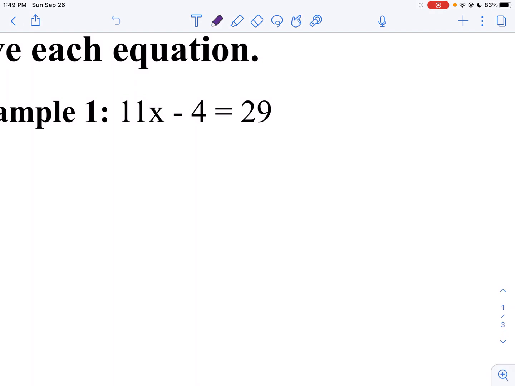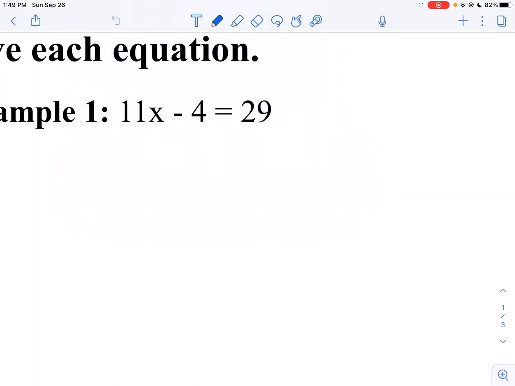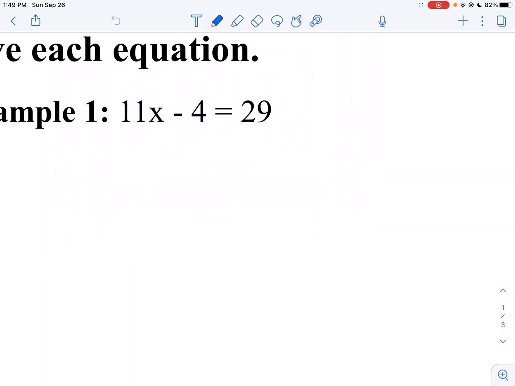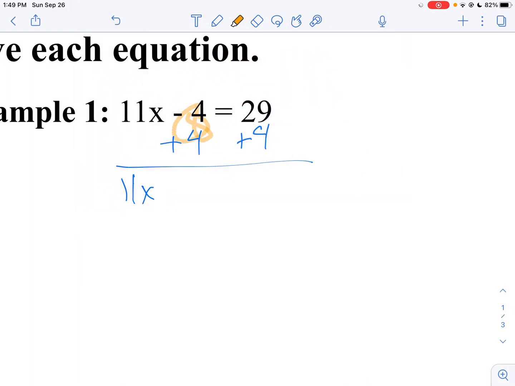When we solve an equation, you will always want to use inverse operations in the opposite order. So we're going to undo addition and subtraction first. On this problem, I am subtracting 4 from x, so I'm going to add 4 to both sides. So bring down the 11x. Notice negative 4 plus 4, well, that's 0, isn't it? So that just cancels out. 29 plus 4 is 33.